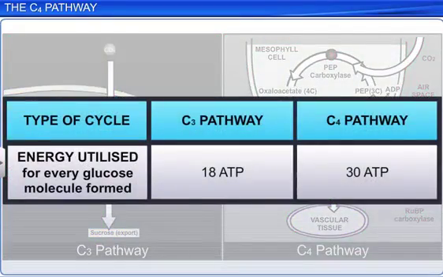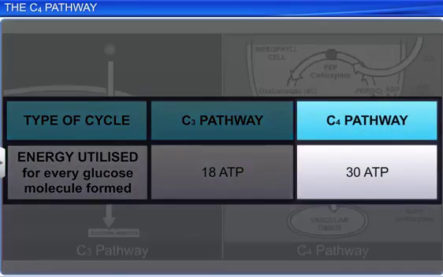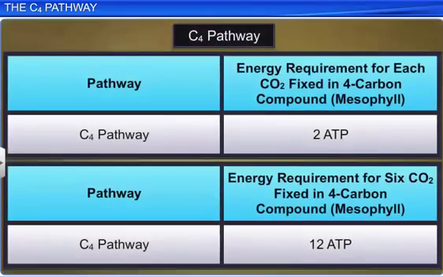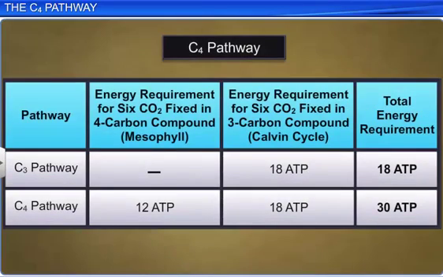As per energy requirements, the C4 pathway is a little expensive compared to the C3 pathway. This is because the C4 pathway consumes 2 ATP molecules for every carbon dioxide molecule fixed. Therefore, fixation of 6 molecules of CO2 requires 12 ATP molecules. When we include the ATPs used in the Calvin cycle to the total ATPs used, the count goes up to 30, which are 12 more than in the C3 pathway.